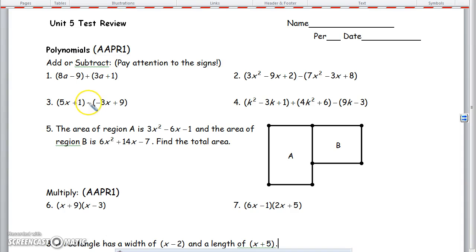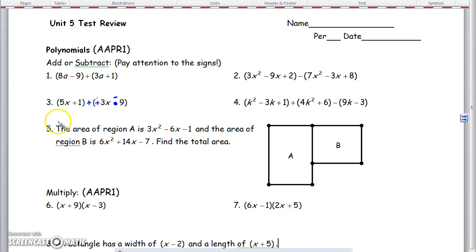So this is a subtraction problem. So the one thing we do with the subtraction is we distribute that negative. So the first thing that happens is this will become a plus. If you distribute the negative here, this becomes a plus. And then that would change to a minus. So this is a subtraction problem that we're changing to addition.